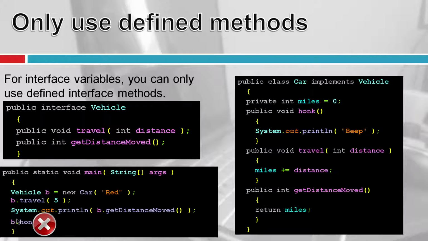It doesn't know that it's a car. It doesn't know that it's an airplane. So at this point, your compiler will complain saying, hey, I don't know anything about this function honk, because all I know about is travel and getDistanceMoved. Even though Car does have a honk function, you won't be able to use it in this variable.